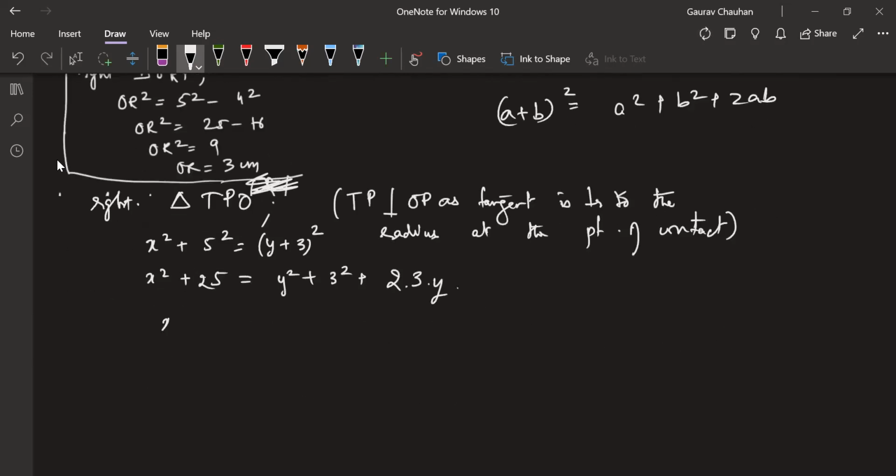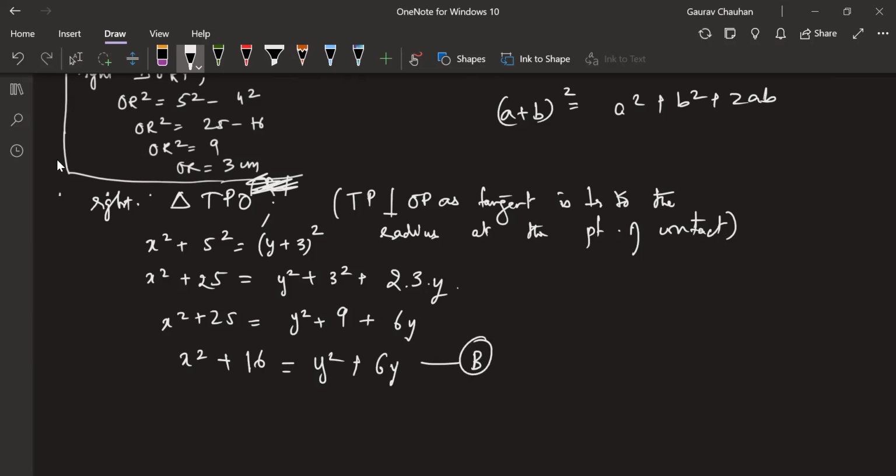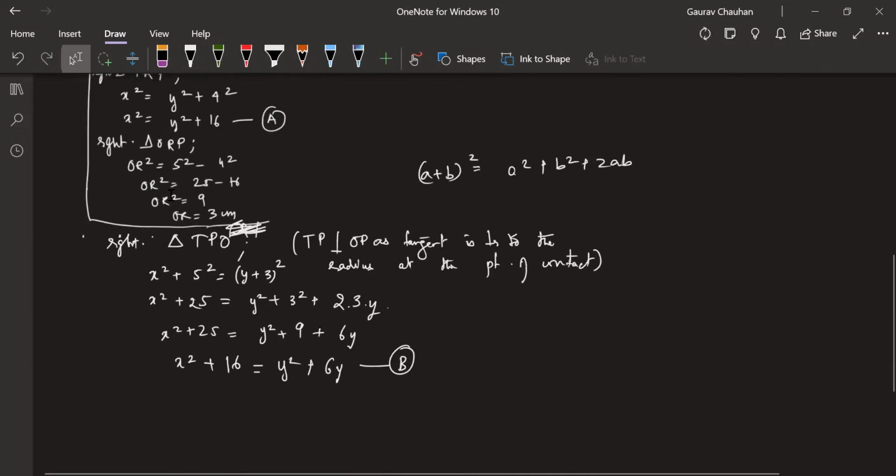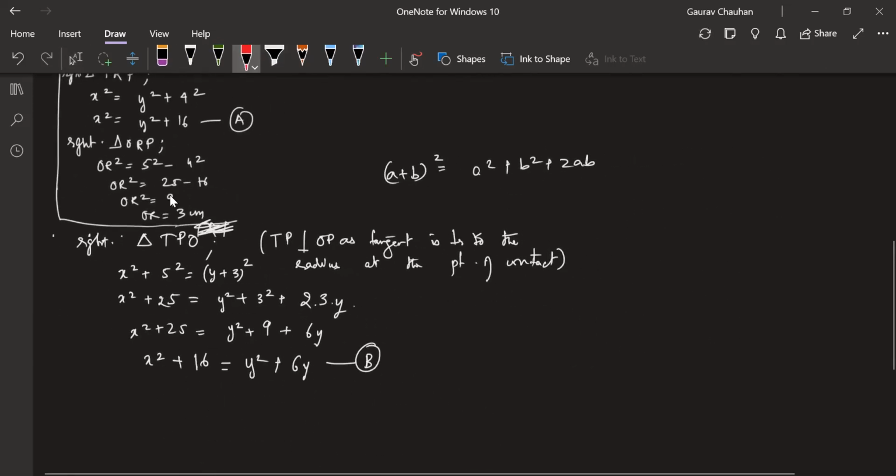That's basically x square plus 25 is equal to y square plus 9 plus 6y. Let's take 9 to the side. It will become 25 minus 9, you will get 16. You can write that step. x square plus 16 is equal to y square plus 6y. Stay with me here. Let's take this as equation b. Now we essentially have two equations and two variables, but they are quadratic, not linear. We don't know a way to solve them directly, but we know a way in linear equations which can help us solve them.